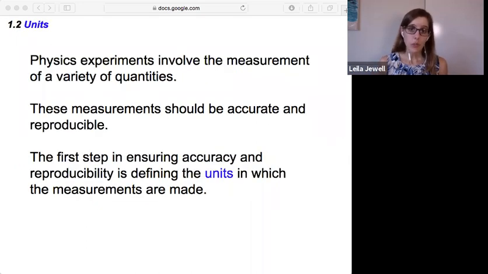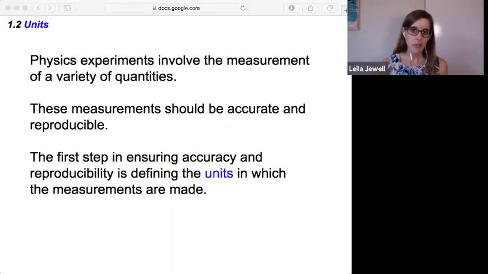Right, section 1.2 takes a look at units, and units are so crucial to physics. They pop up all the time, and really units are one of your best friends because if you keep using them consistently, they'll always have your back. So that's just a little intro, but what are they?